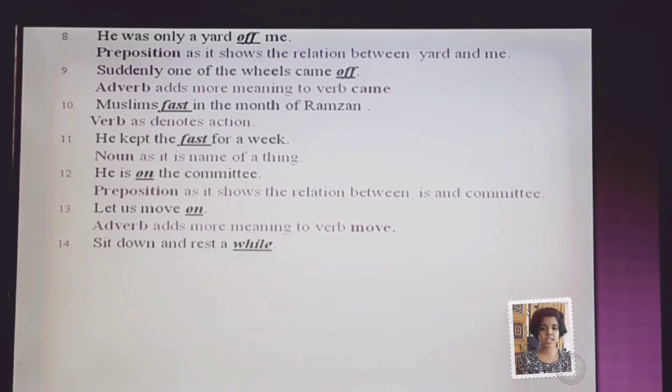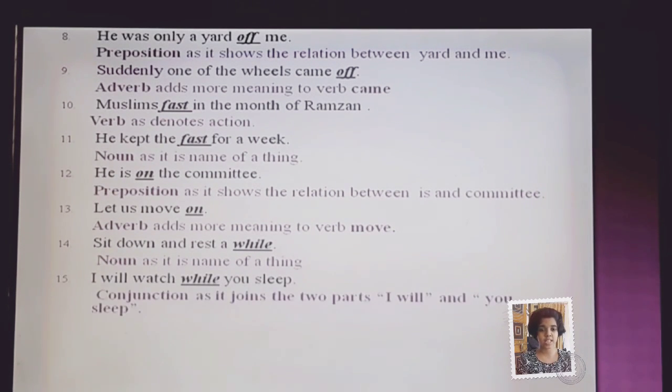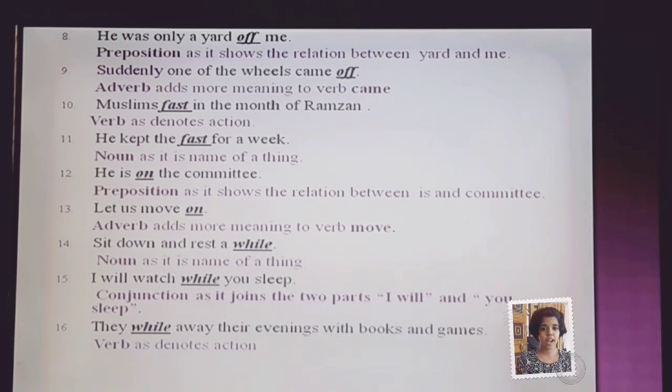Sit down and rest a while. While is a noun as it is the name of a thing. I will watch while you sleep. Here, while is a conjunction as it joins I will watch and you sleep. They while gave away their evenings with books and games. While is a verb as it denotes action.